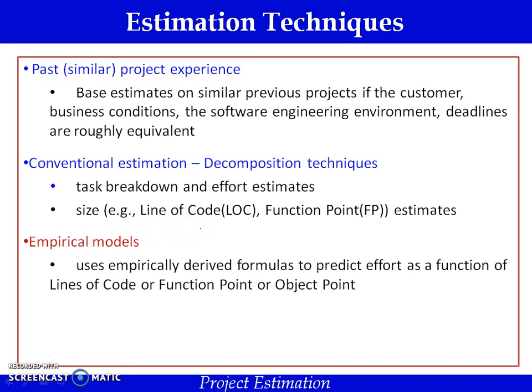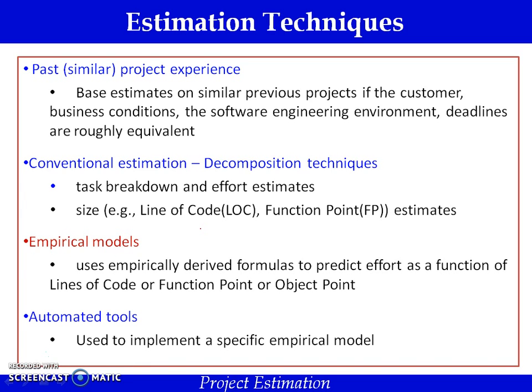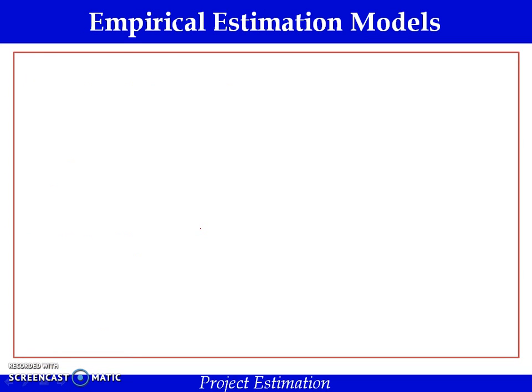Empirical estimation models. These models use empirically derived formulas to predict the effort as a function of lines of code, function points or object points. Automated tools. These tools implement a specific empirical estimation model, and based on the values supplied, these models help us find out the effort required.